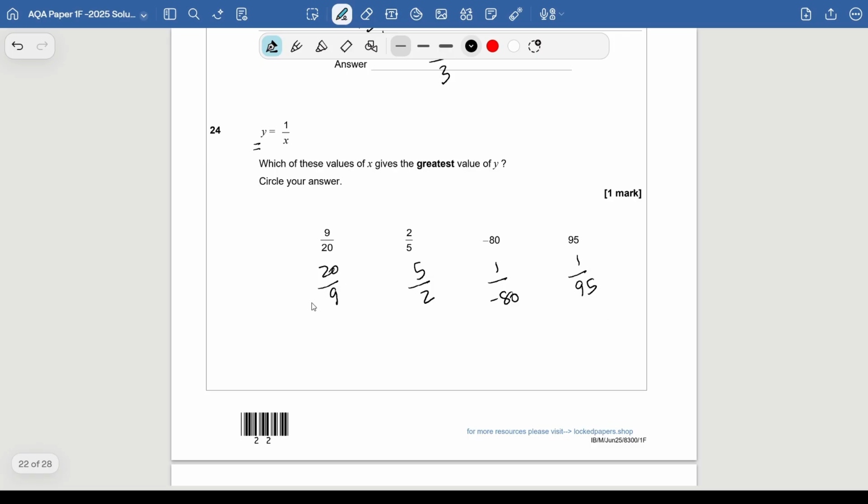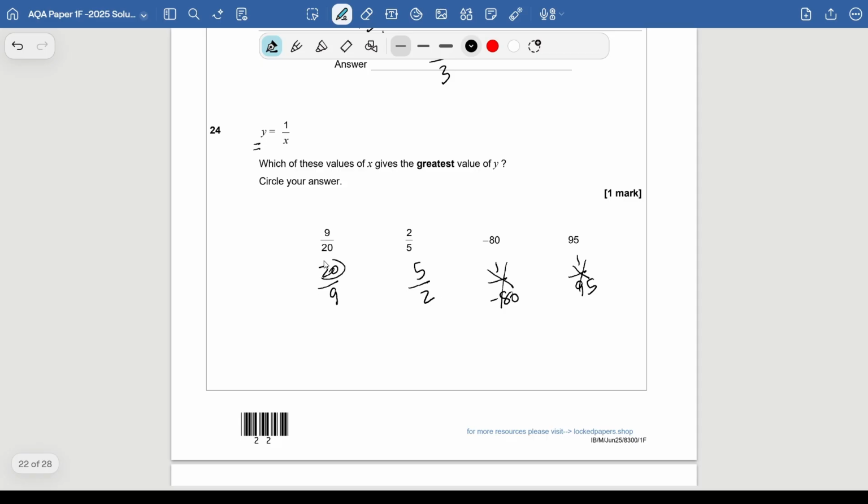So we need to actually check out of these numbers which of them is the greatest value, because that's the value for y. So now negative could not be the greatest value. 1 over 95, you're dividing a number into 95 parts. So that's a very, very small number. So that goes off. Now 20 divided by 9 and 5 divided by 2, which of them is a smaller number? Which of them is a larger number?